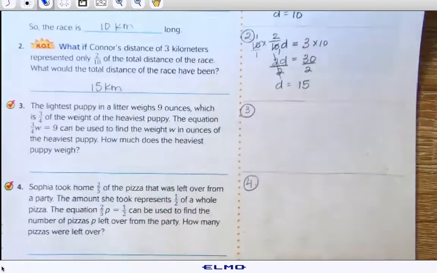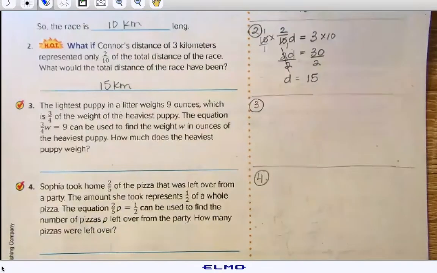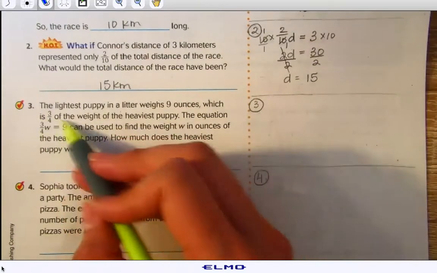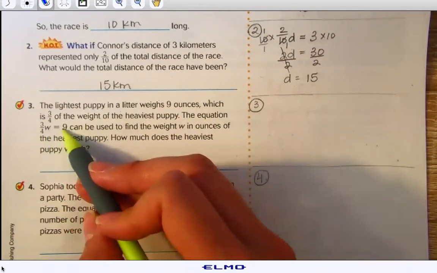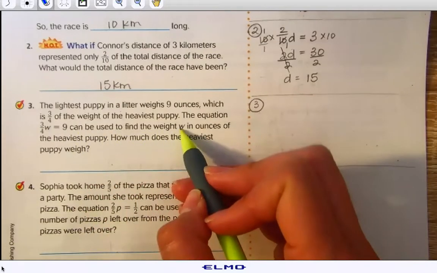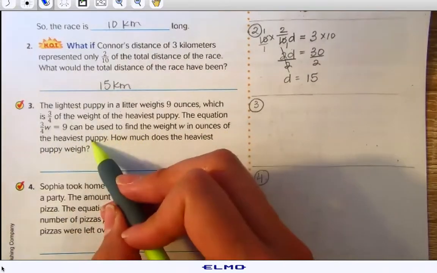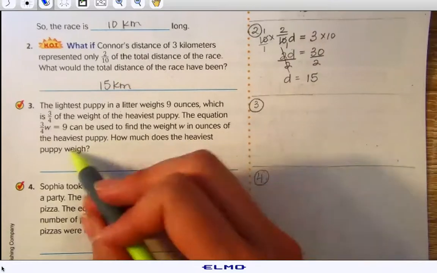All right, let's try problem number 3. The lightest puppy in a litter weighs 9 ounces, which is 3/4 of the weight of the heaviest puppy. The equation 3/4 times W equals 9 can be used to find the weight W in ounces of the heaviest puppy. How much does the heaviest puppy weigh?